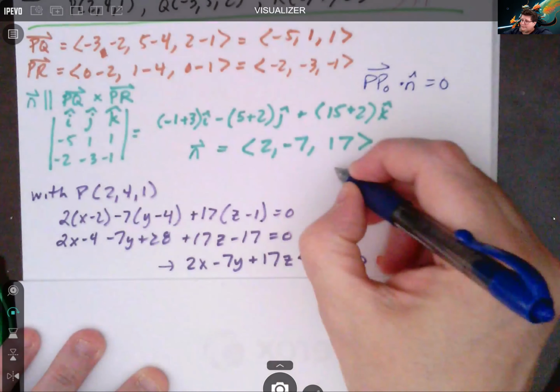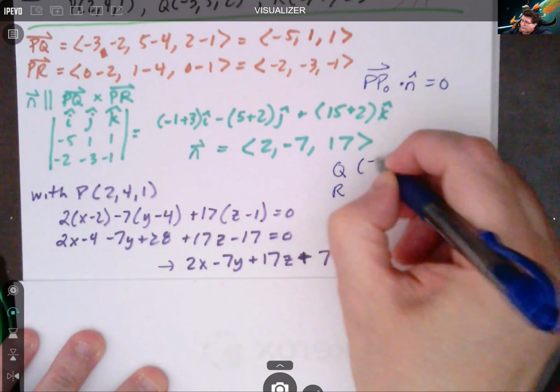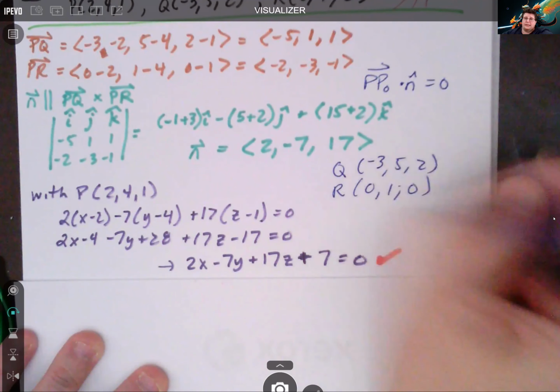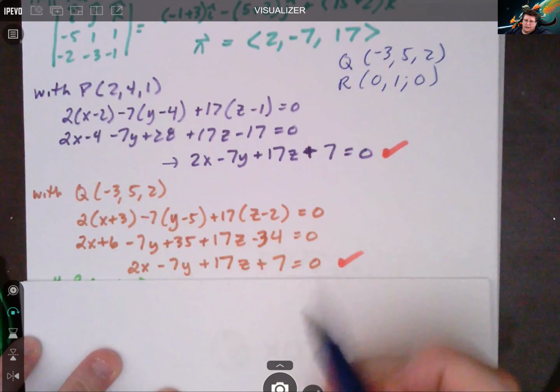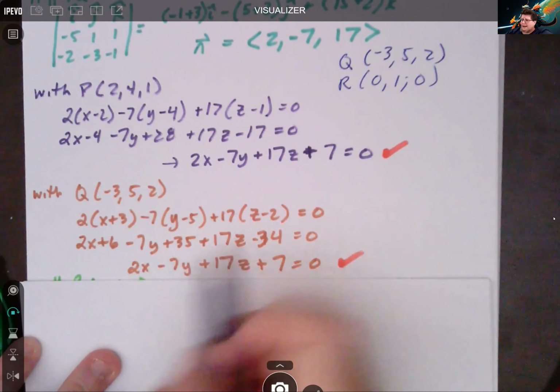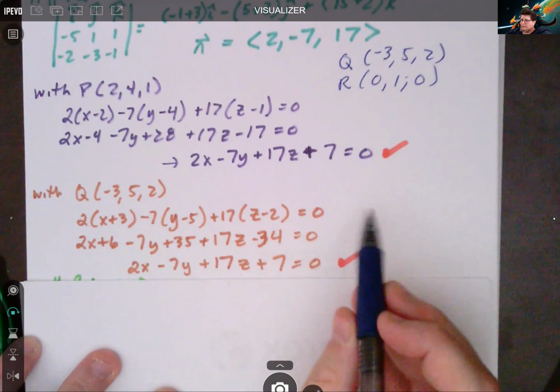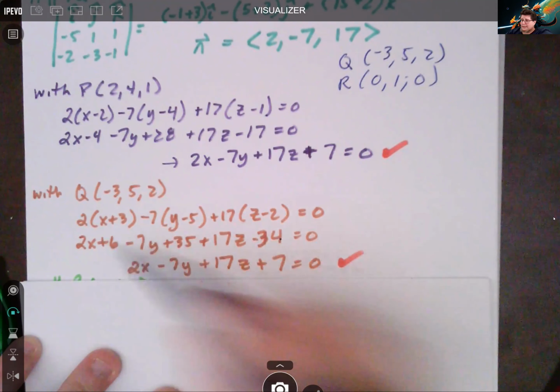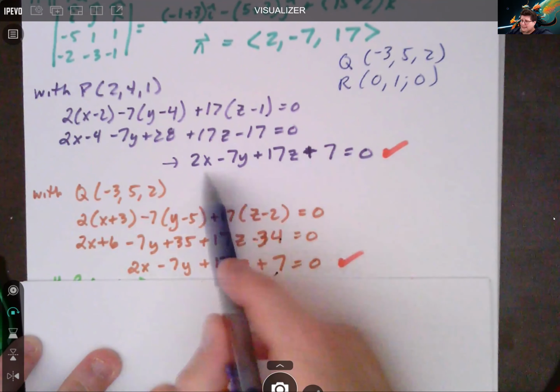And let me write my other points down here real quick, because I want you to see that it doesn't matter which point we use. There's my n, keep that on the screen. If we do it with Q, -3, 5, and 2 becomes x plus 3, y minus 5, and z minus 2. If we distribute, we've got 2x plus 6, minus 7y plus 35, plus 17z minus 34. Gathering like terms, 35 minus 34 is 1. 1 plus 6 is 7. We now have the same equation as before.